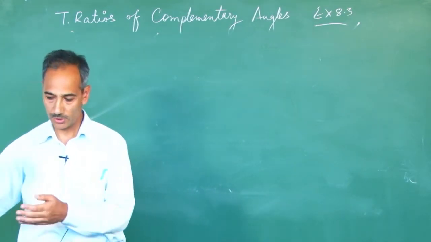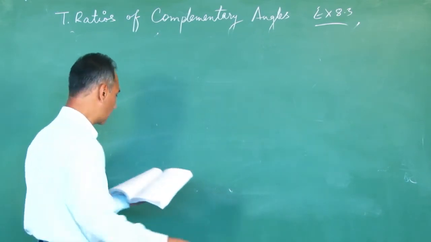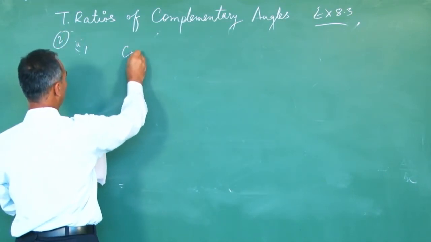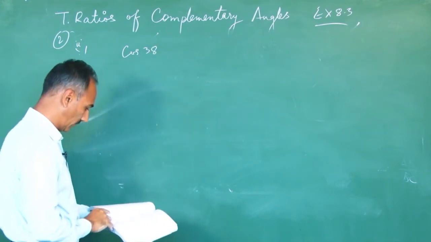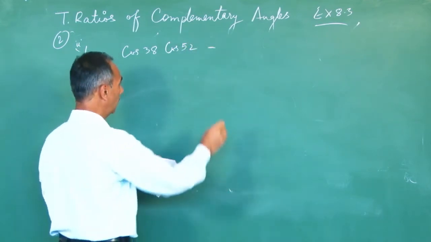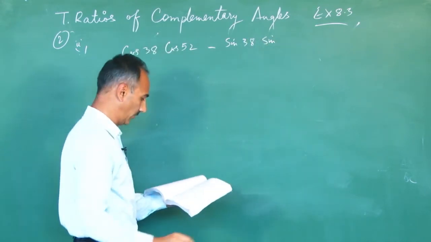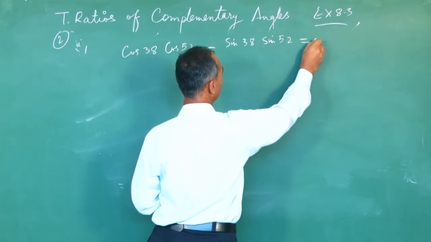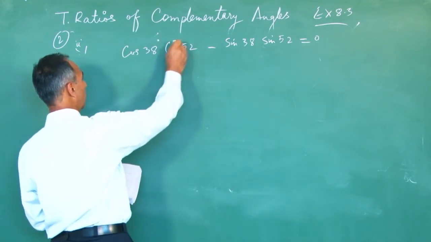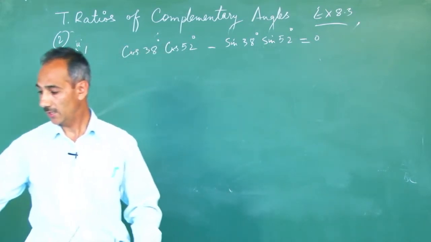The second part of the same question is almost the same. Let's take it because there's a difference. Second part, question number 2. It says cos of 38 into cos of 52 minus sine of 38 into sine of 52. You have to show this difference is equal to 0. Cos 38 into cos 52 minus sine 38 into sine 52, these are degrees. You have to show it is equal to 0.